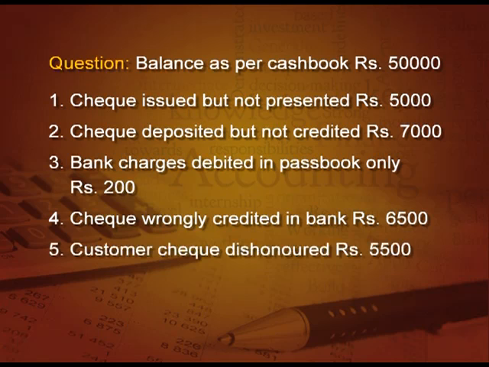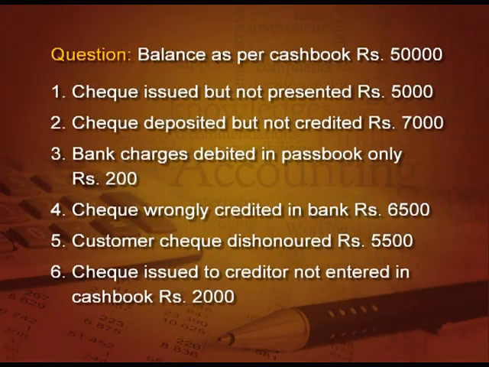Next entry number 5, customer check dishonored 5,500. Next entry number 6, check issued to the creditor not entered in the cash book 2,000. In this question, first of all, we have to decide which are the entries which will be taken to amended cash book and which are the entries which will be taken to the bank reconciliation.